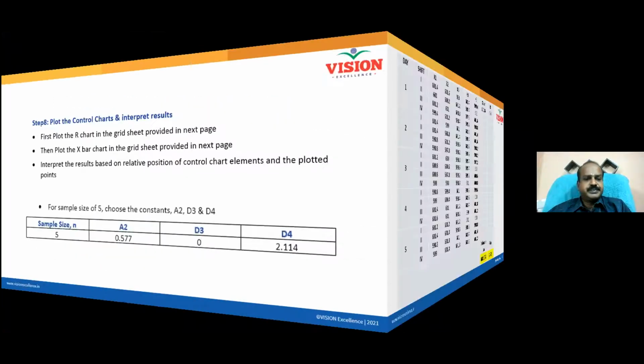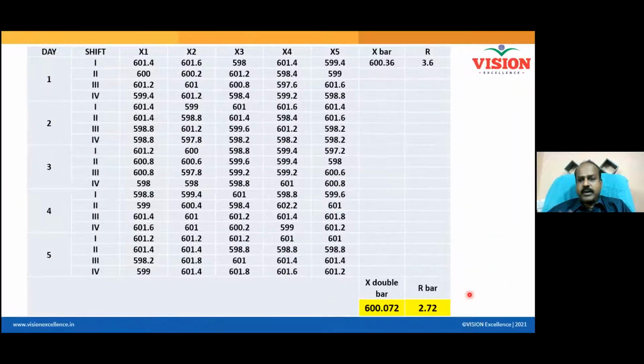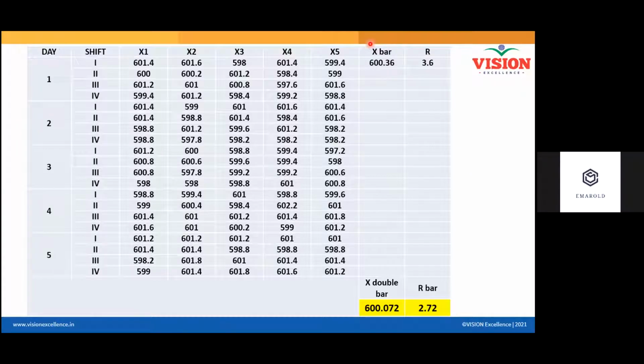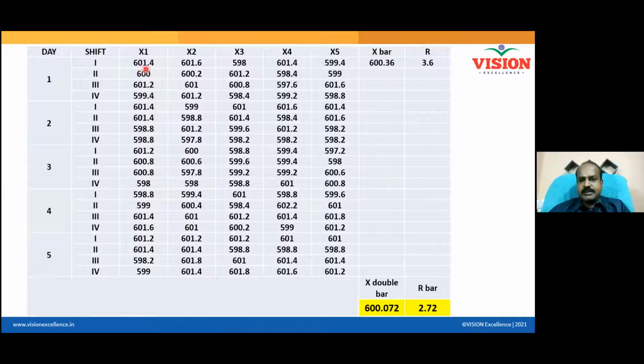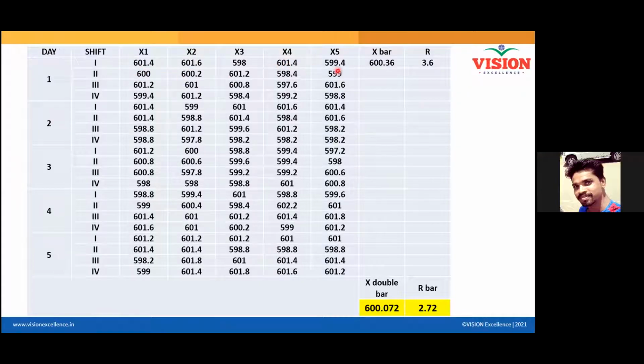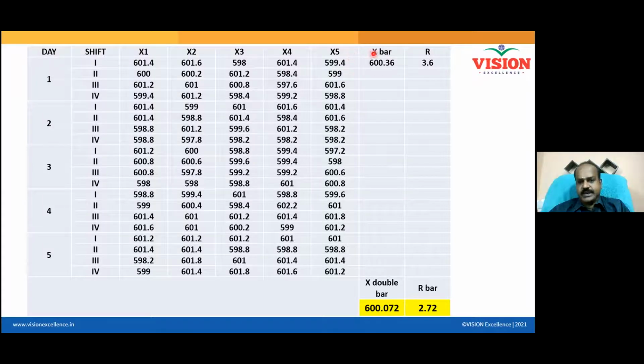Now let us calculate certain things. See here, all the 100 readings, 20 subgroups, and each subgroup has 5 readings. And now X bar. Can somebody explain how to calculate the X bar here? Sum of data divided by sample size. What is the sample size here? 5. So sum of data divided by 5 will give you 600.